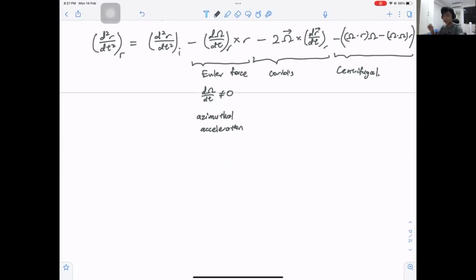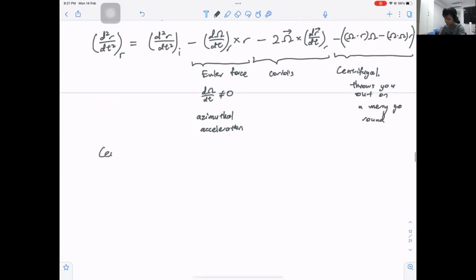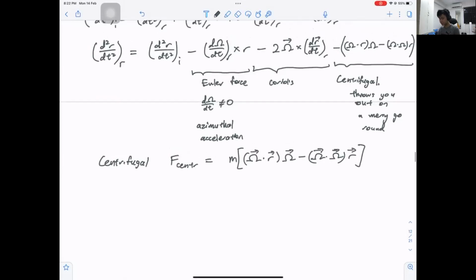And the centrifugal force is the force that throws you out on the merry-go-round. And the Coriolis force, well, there's not really an intuitive way to understand it, but I can show you a picture later. Let's focus our attention on the centrifugal force for now, because we see the daunting F centrifugal equals m times omega cross r minus omega dot omega r. You see this daunting term where all these are vectors, and there's actually a very nice geometrical picture to it.